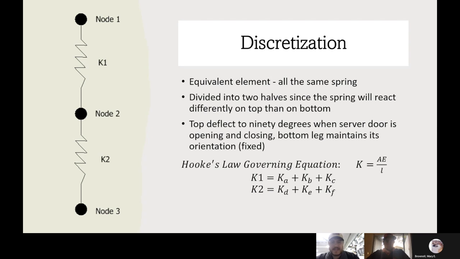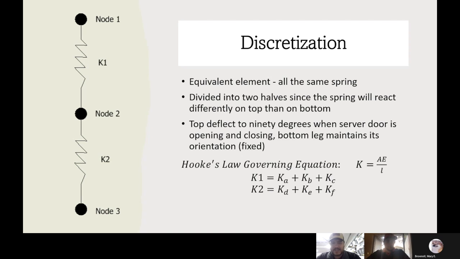During the discretization, we basically combined the top and bottom 3 springs into a single element. You can see from the model to the left, we have 3 nodes and 2 elements. And we believe that since the element is the 3 springs, that we could do that. We also divided the spring itself into 2 halves, since it'll basically be reacting differently on the top than it was on the bottom.